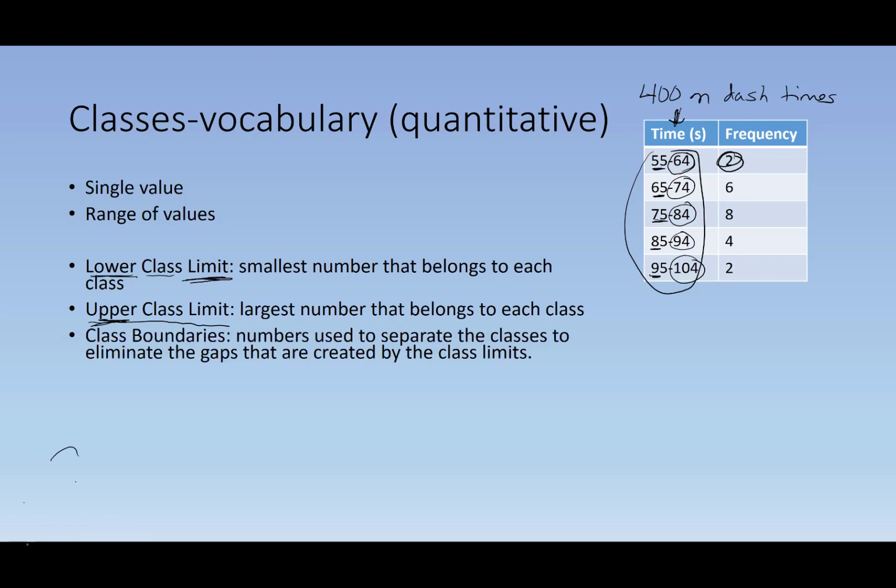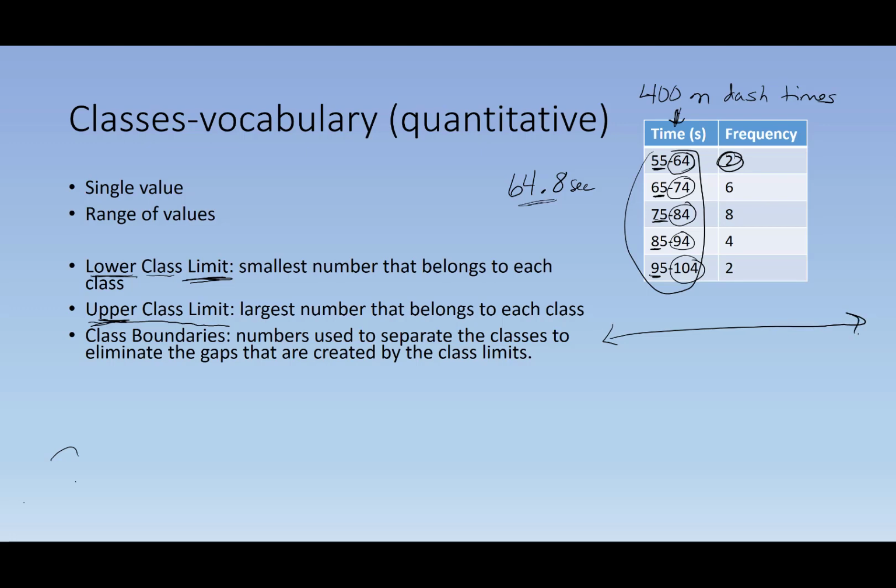Okay, now sometimes we need to know what class boundaries are. If you think of running a 400 meter dash time, where would somebody that ran 64.8 seconds fall in here? Because our first class says it's from 55 to 64. Well, this is above 64, but our second class is from 65 to 74. Well, this is below 65. So what we would do is use what's known as a class boundary. Those are going to be the numbers used to separate our classes.